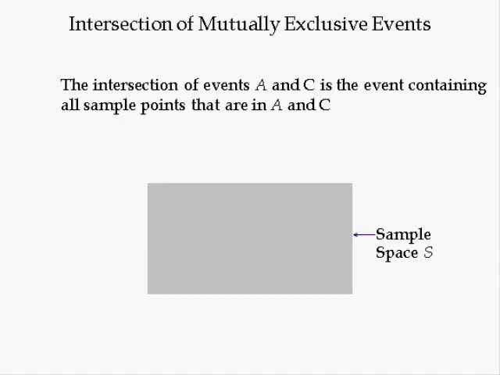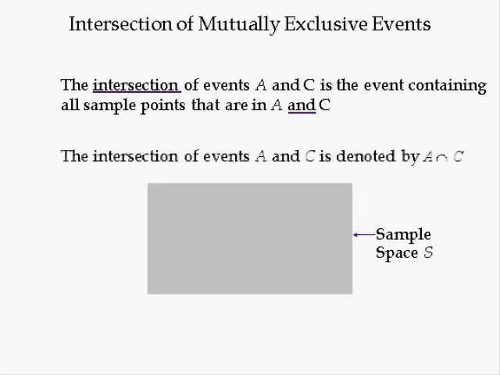A Venn diagram can be used to illustrate the intersection of two mutually exclusive events. The intersection of events A and C is the event consisting of all sample points that are in A and all sample points in C. The intersection of A and C is denoted A intersect C.